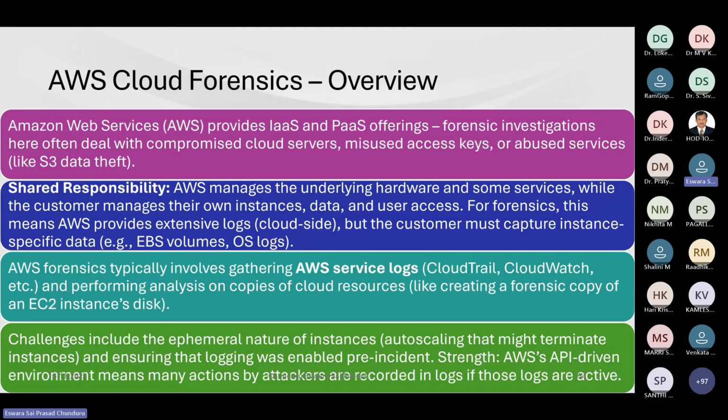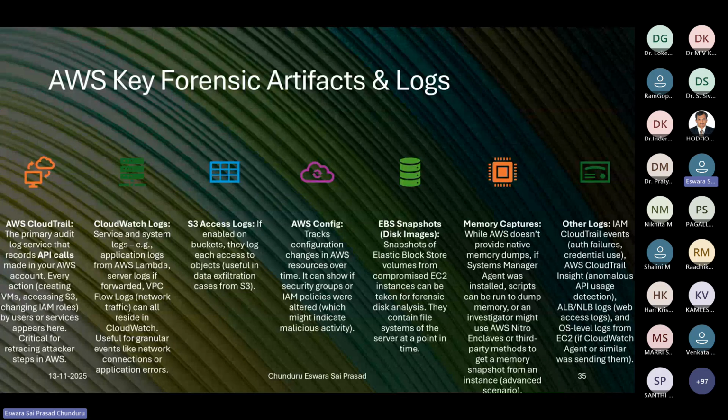And coming to AWS Cloud Forensics, I will skip some of the slides because we have very limited time. The major forensic artifacts with respect to AWS are the AWS CloudTrail logs, which are the primary audit logs used for analysis. Apart from that, CloudWatch logs are there, which contain the application logs from AWS Lambda. It is a service, and server logs will also be part of the CloudWatch logs.